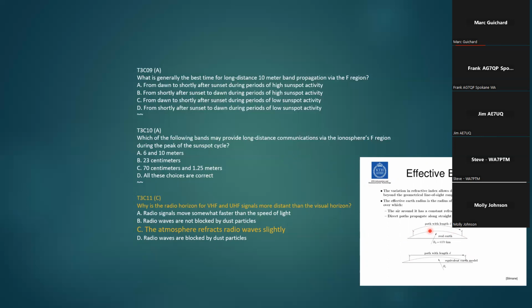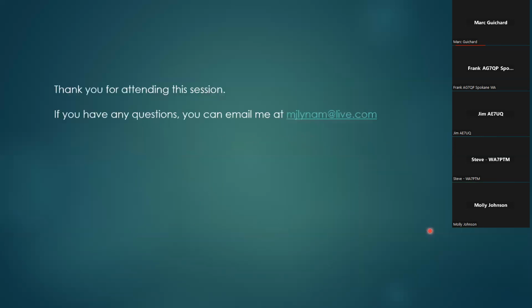This is an effect called the 4/3 Earth radius effect, and it's used mostly in microwave communications, where the actual line of sight might only be 40 miles, but because of the 4/3 Earth radius effect, you can actually get out to about 60 miles. Which takes us to the end of the question pool.